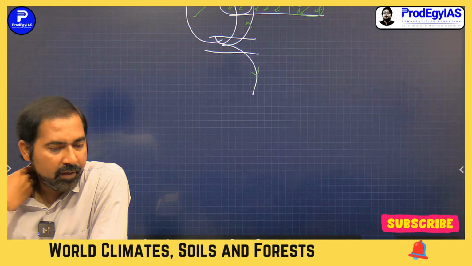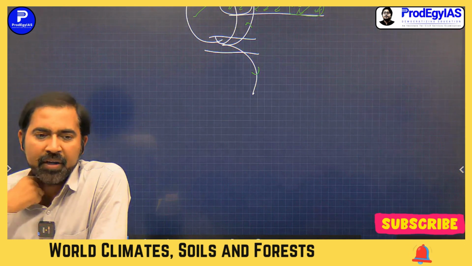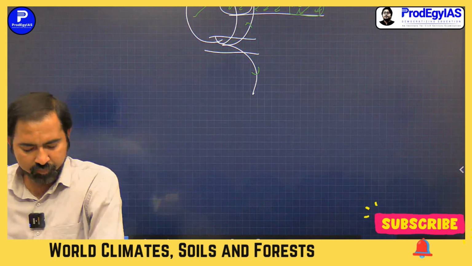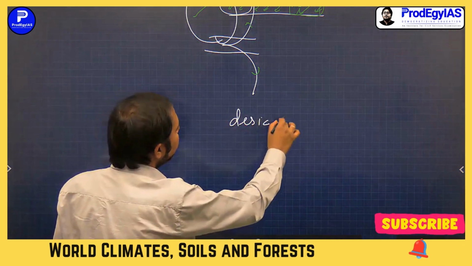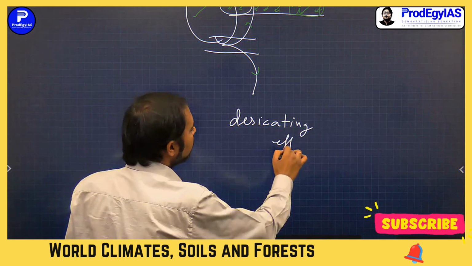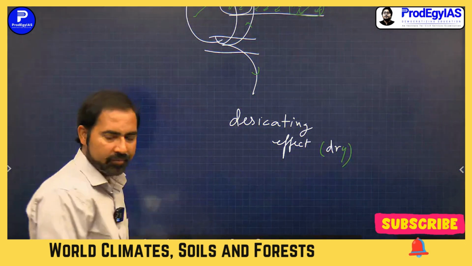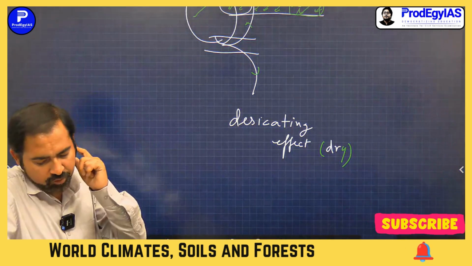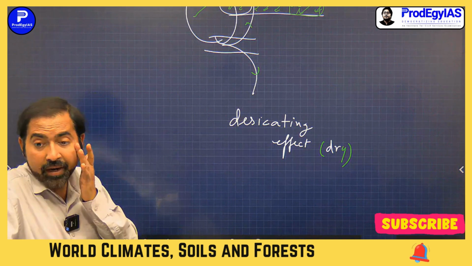Cold currents क्या करते हैं कि वहां के पूरे एटमॉस्फेयर को ड्राई कर देते हैं. They have a desiccating effect. Means वो ड्राई कर देते हैं वहां के एटमॉस्फेयर को. कोल्ड करंट्स, desiccation. So because of that desiccating effect, some of the coastal lands they become dry.